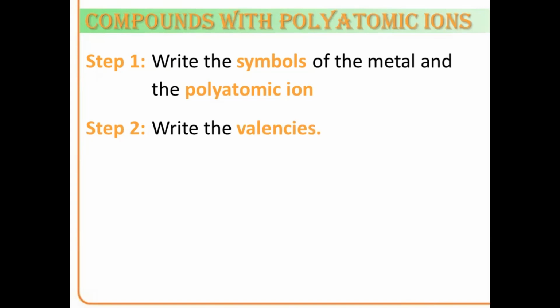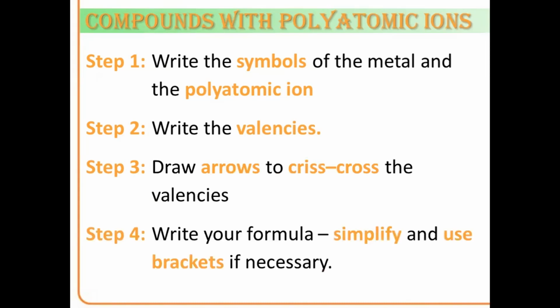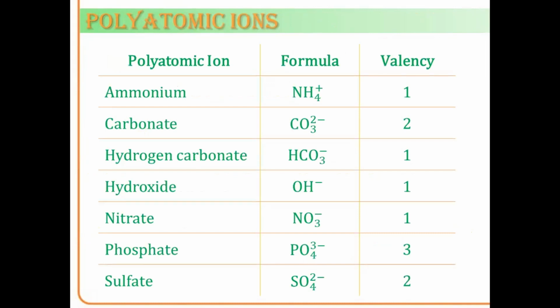Step 2, we put down the valencies of the metal and the polyatomic ion. Step 3, the arrows to crisscross. And then step 4, we write the formula, we simplify it if necessary, and something new, we use brackets as well if necessary. So we have a few polyatomic ions that we are required to learn. You are not going to find this in a periodic table, so these you have to memorize.